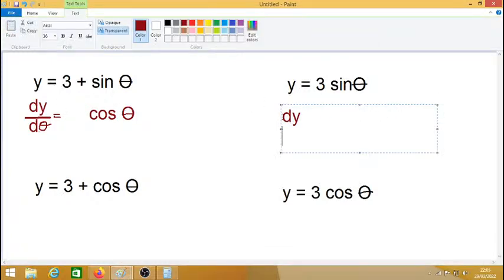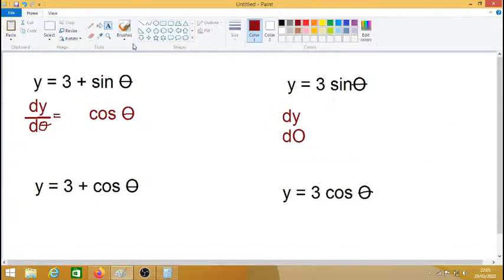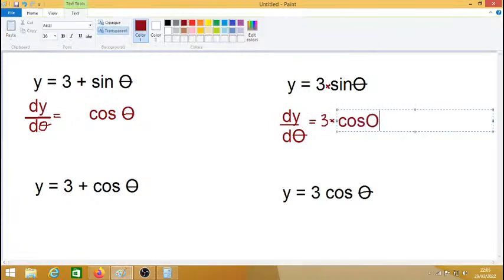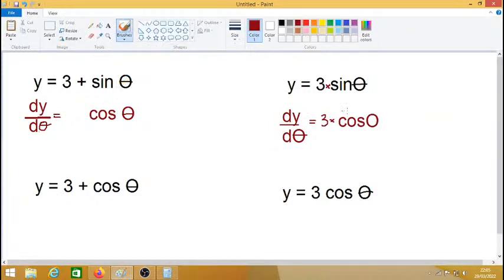Next one is hopefully just as easy. dy by d theta. So here you've got 3 times sine theta. So anything with the times, it just carries through. So in the answer, I'm going to have 3 times whatever the next bit is. And then sine theta differentiates to cos theta. So my answer would be 3 times cos theta. And no need for the times sign in algebra. So we can just bring the 3 close to the cos theta.